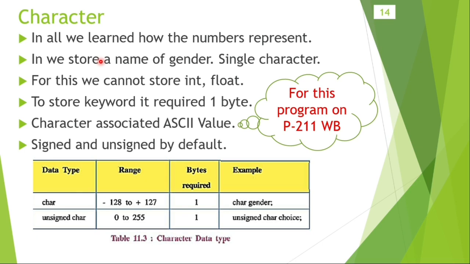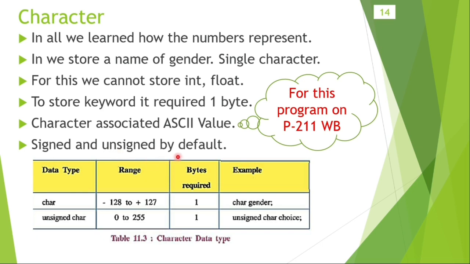That I already mentioned many times in my classes. We store a gender, which is a single character, F or M. For this we cannot store int or float, right? It will not be read properly. So what we do is use the char keyword, which requires 1 byte, very simple. A character is associated with an ASCII value. You know what the ASCII value table is; I already mentioned it in appendix 4 in the previous chapter.